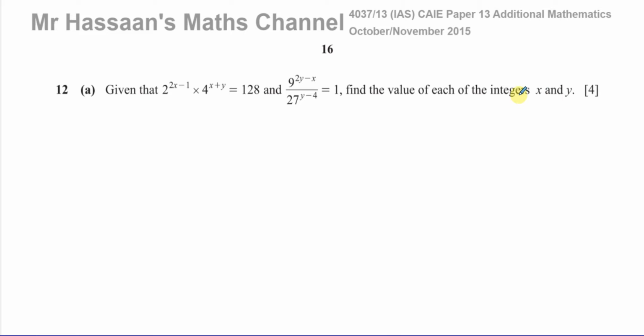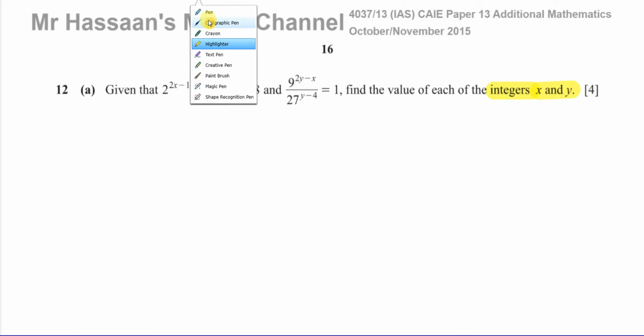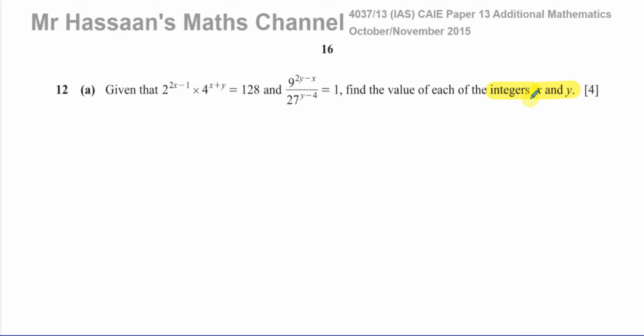So we know x and y are going to be integers, that's one thing. So in the end, if we get x and y to be fractions, not whole numbers, then we know that there's something wrong with our answer. That's a little clue that we'll be able to tell. Now, these are exponential equations. Why are they called exponential equations? The reason is because the variables are in the power or the exponent.